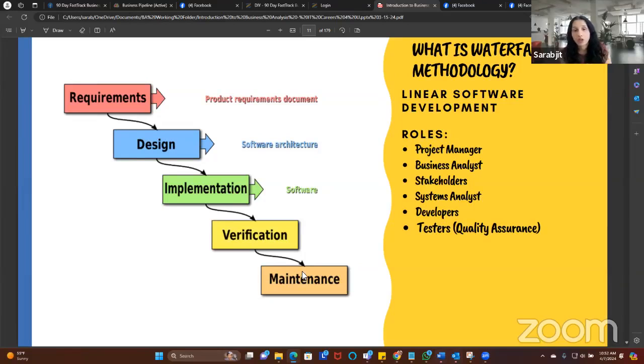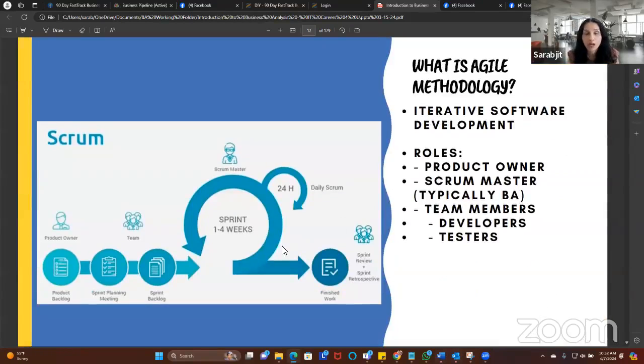So this is where I get a lot of questions about, hey, Sarabjit, if I am going for a Scrum Master position and there's a BA on the team, what is the role of a BA on a Scrum team?